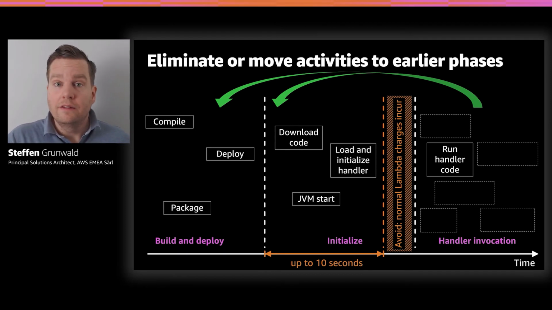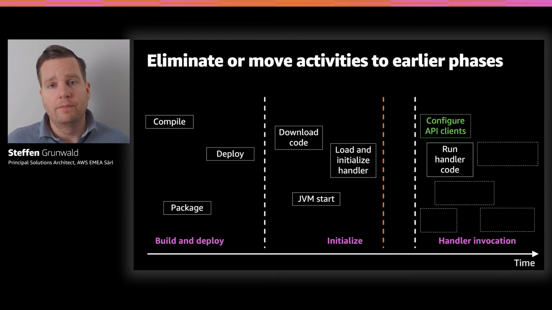Now I can take this strategy and move these blocks from right to left one by one. And let's start with clients. Your application will probably not be standalone, but call some backends on-prem, in AWS, and also AWS services. And to call something, you need to load the classes for the client, you need to discover endpoint addresses and host names, and also you need to configure the client. And ideally, you do this only once.